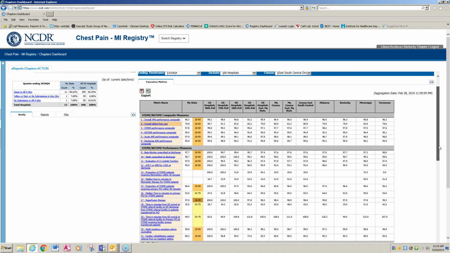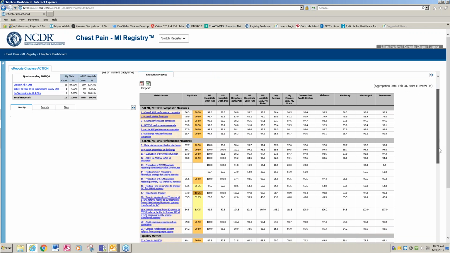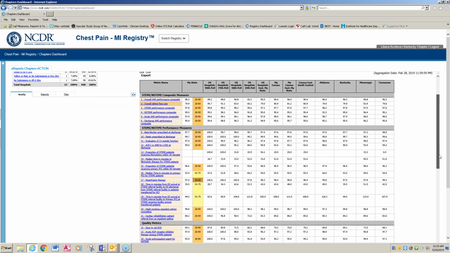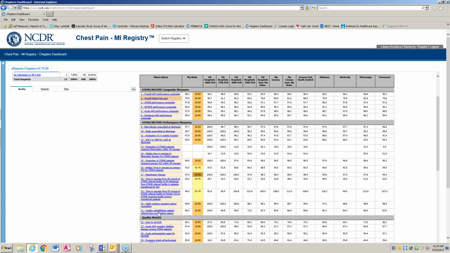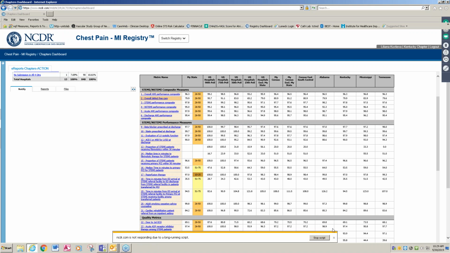The second metric that we look at for the STEMI patients in the STEMI program is cardiac rehab, which, in my opinion, should be 100% easy, especially for STEMI patients.